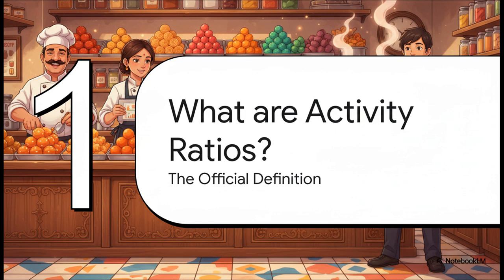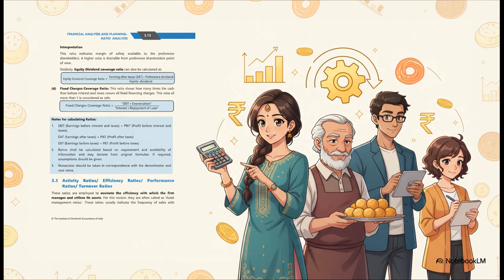We're going to dive straight into the official definition, right from your ICAI material. This is the stuff the examiners are really looking for. So, as your study material puts it, these ratios are used to evaluate the efficiency with which a firm manages and utilizes its assets. Okay, that sounds a bit textbooky, doesn't it? Let's translate that for our client, Beam. All we're really asking is, hey Beam, how well are you using your shop, your money, and all your ingredients to sell as many ladoos as you possibly can?